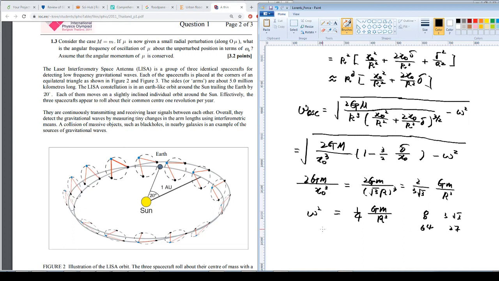Isn't there a missing factor of 2 in the second square next to the delta? Sorry, where is it? Because you had 2x naught over r squared delta. When you expand, it should be 3 halves 2 delta over x zero. Okay, so over here, you're saying. Yes, yep, thank you. But that doesn't matter now.